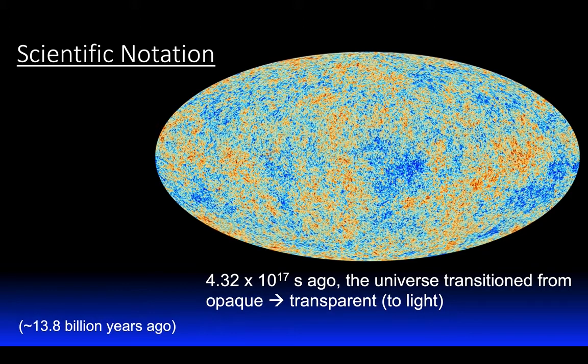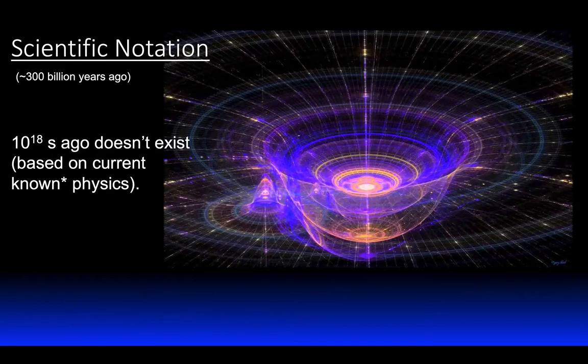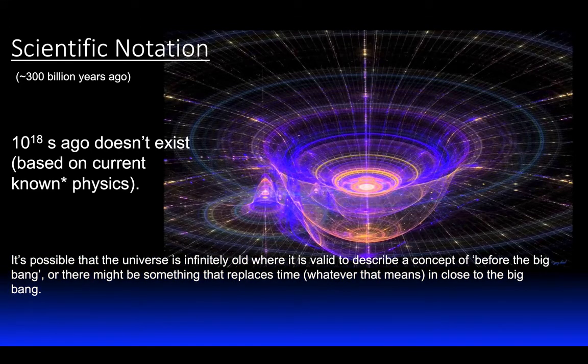Now, if this was the Big Bang, that means 10 to the 18 seconds ago doesn't exist based on what we know of current modern day physics. This would translate to about 300 billion years ago. It is possible that the universe is infinitely old, and it might be valid to describe a concept of before the Big Bang, because it's not really correct to say the Big Bang was the time that long ago when space and time were formed.